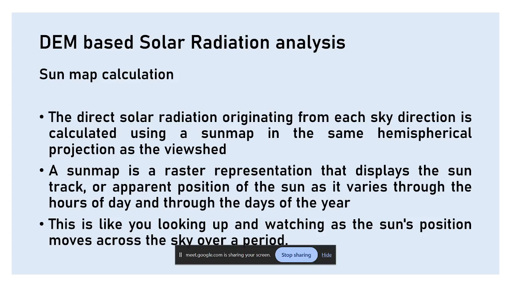So it's basically like you are standing on the ground. That's what they're trying to tell you. It's a hemispherical view shed, right? So you're on the ground and you're seeing the movement of the sun from one end to the other in that hemispherical pattern, how it moves across the sky over a particular period that you are designating.